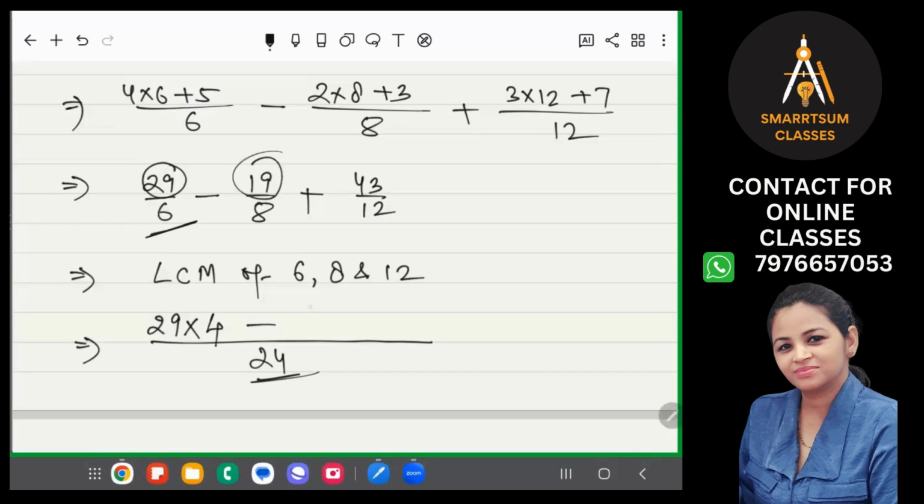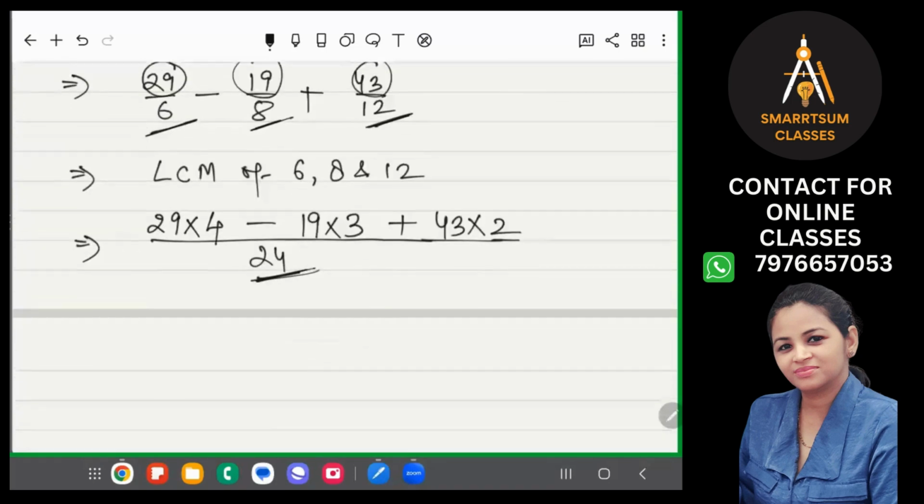Now 19, so write 19 here. Now again, we will multiply 19 with the number you get when 24 is divided by 8. 8, 3 times is 24. So we will write 3 here. Similarly, 43 here. Now we will multiply 43 with the number which you will get when you divide 24 by 12, and this is 2. So in this way, we will write the numerator.